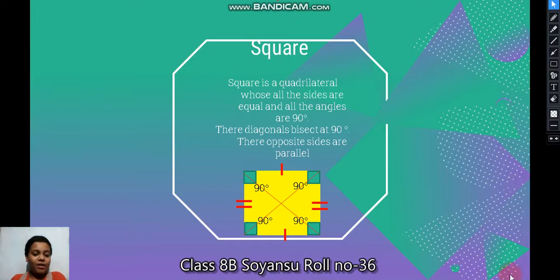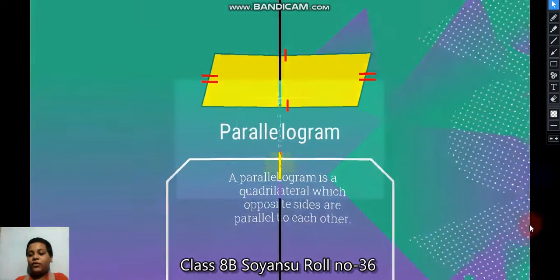Then comes square. Square is a quadrilateral whose all the sides are equal and all the angles are 90 degree. The diagonals bisect at 90 degree where opposite sides are parallel. Okay. So here you can see this angle is 90 degree, this angle is 90 degree, this angle is 90 degree, this angle is also 90 degree. All these sides are equal and all the diagonals are also equal.